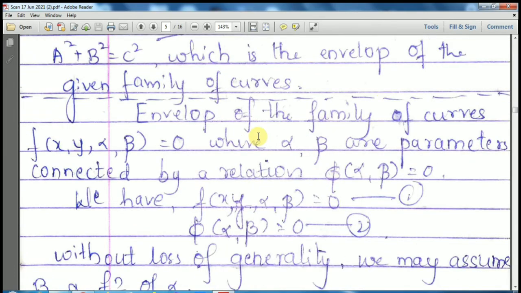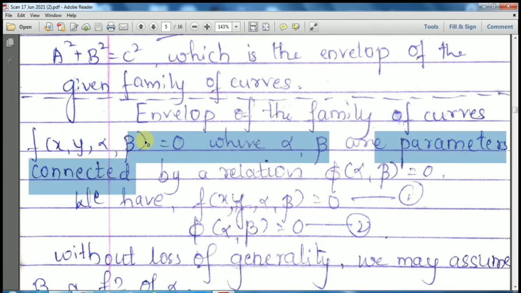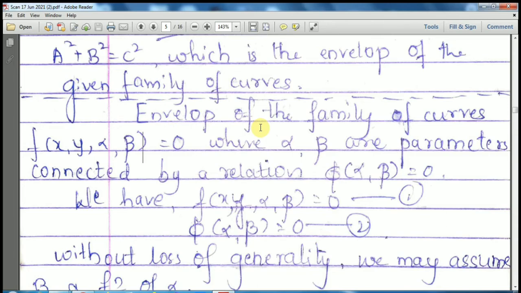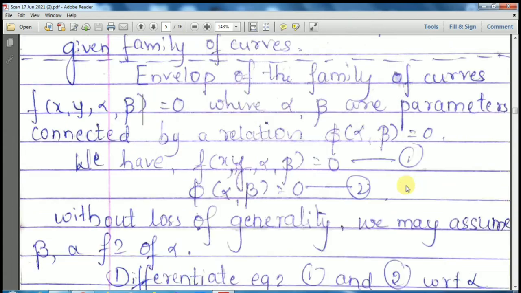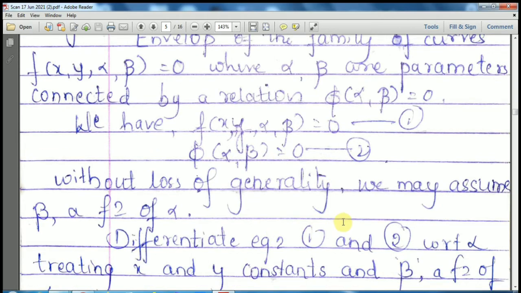After that, we come across finding the envelope of the family of curves having two parameters like alpha and beta. Okay, so let us go for the method once. Envelope of the family of curves f of x, y, alpha, beta equal to 0. Here alpha and beta are the parameters, but we need to mention that alpha and beta are connected to each other by some relation. We took that as phi of alpha comma beta equal to 0. Without loss of generality, we consider beta to be a function of alpha.